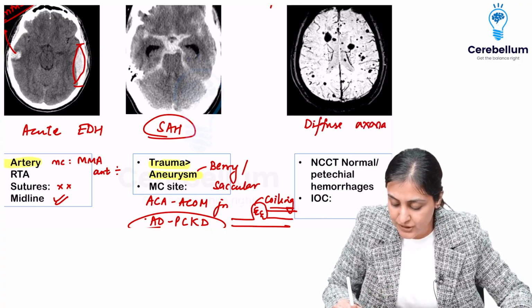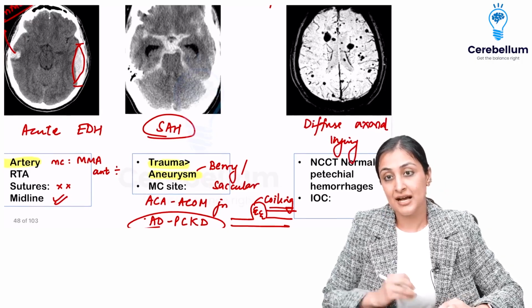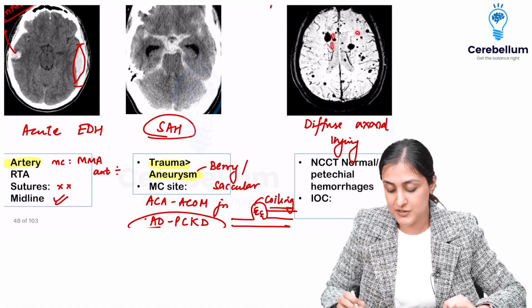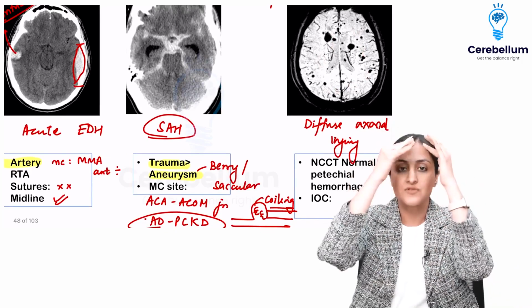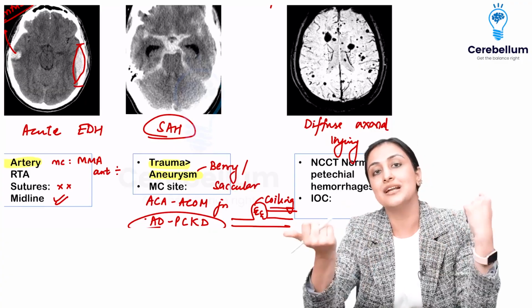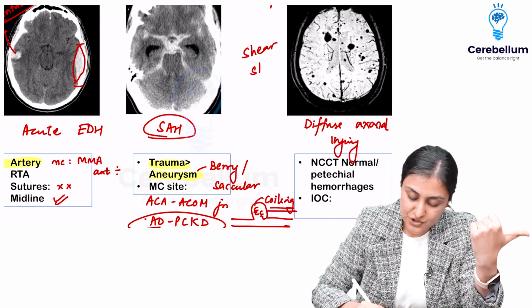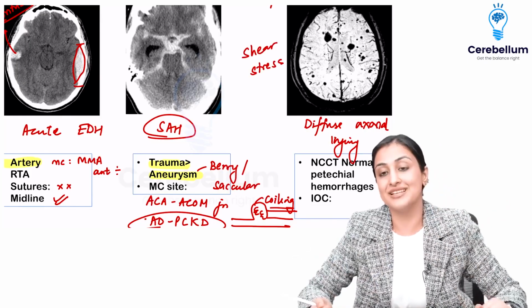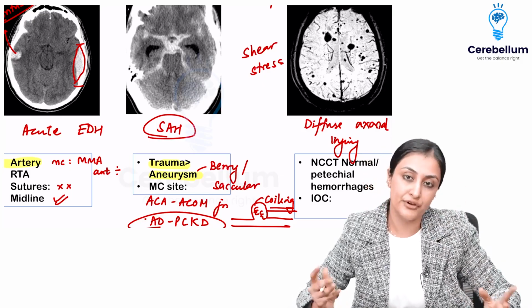DAI stands for diffuse axonal injury. So this is DAI, where what you're going to have are small bleeds called microbleeds. As the name suggests, this is not a vascular injury. This is where the axons are getting torn. This is because of shear stress. There is shearing or pulling of the axons, which results in these small bleeds at the sites of trauma.